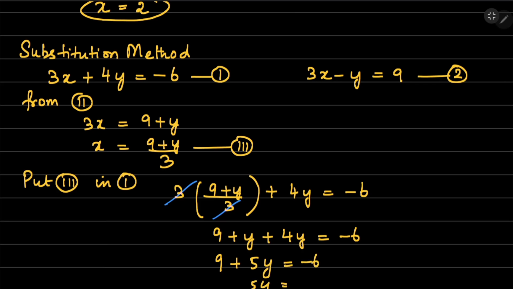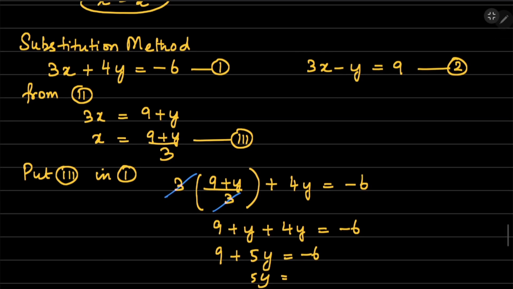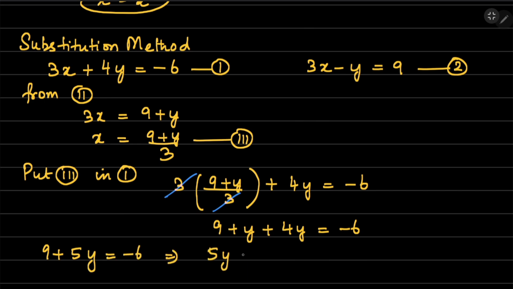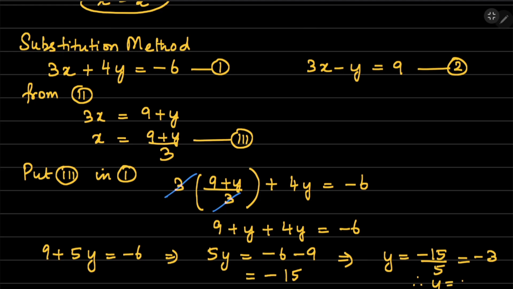5y equal to, just a minute, let me write it more neatly. So here 9 plus 5y equal to minus 6, which will imply 5y equal to minus 6 minus 9, which is nothing but minus 15, which will imply y is equal to minus 15 by 5, that is minus 3. Okay, so therefore y equal to minus 3.